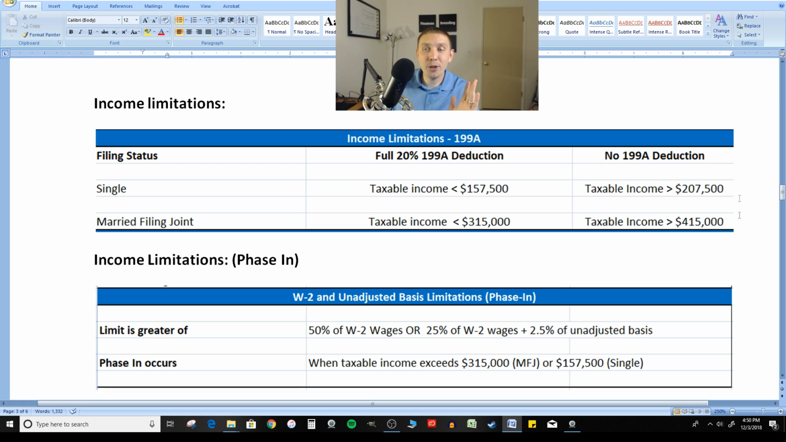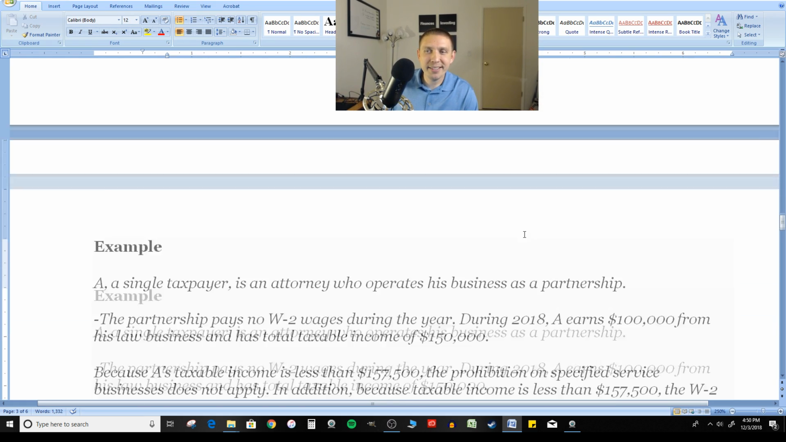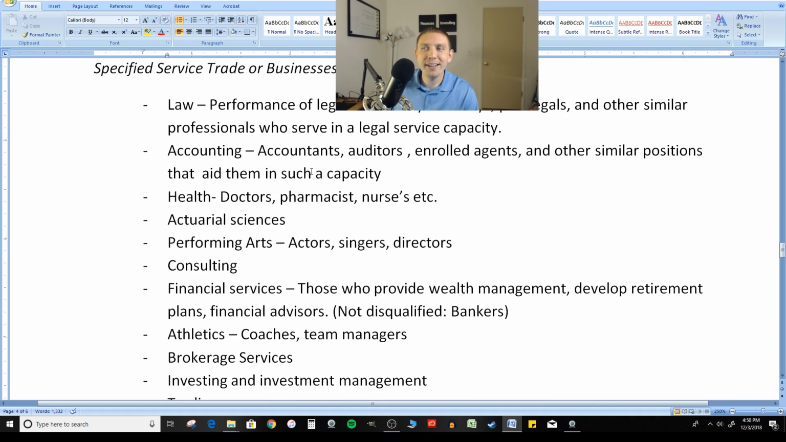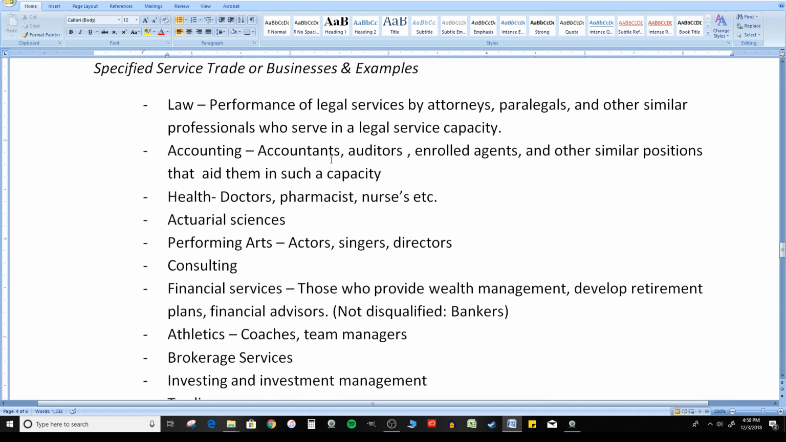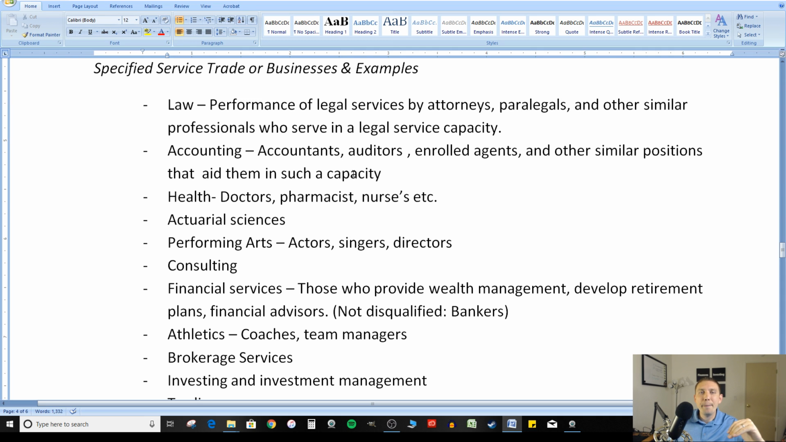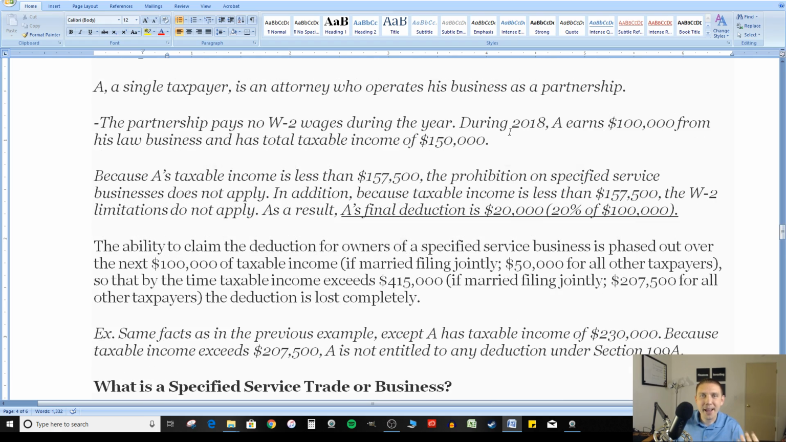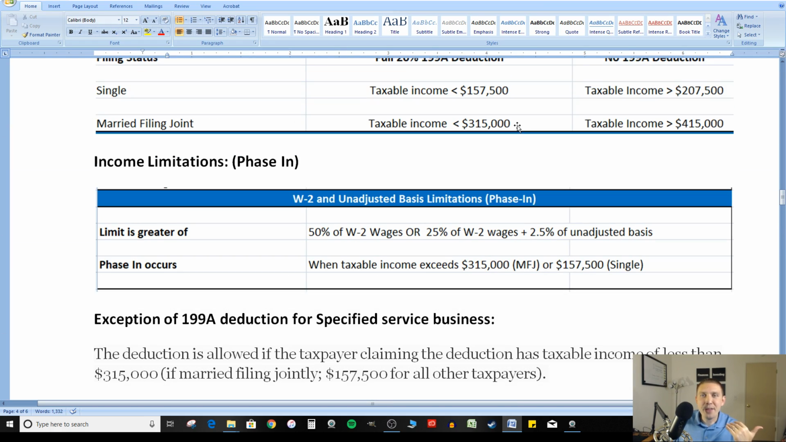Once your income goes above these amounts, if you're in one of those specified service, trade, or businesses, which we discussed down here, that's where your deduction completely stops. You get no chance of deduction after that. But if you're in a business that is not one of these things right here, if you're like a manufacturing company, then there's some other tests you can run under these income limitation rules that might allow you to actually get a deduction. So I hope that makes sense.